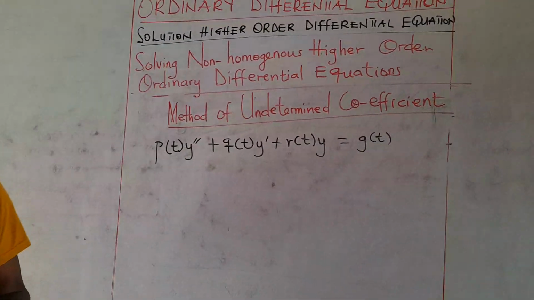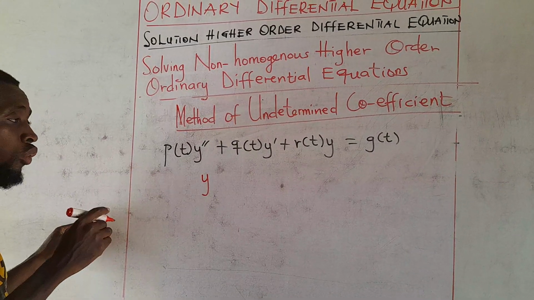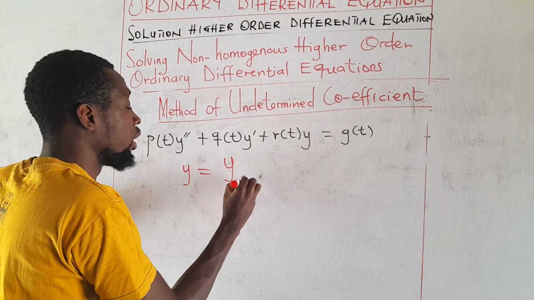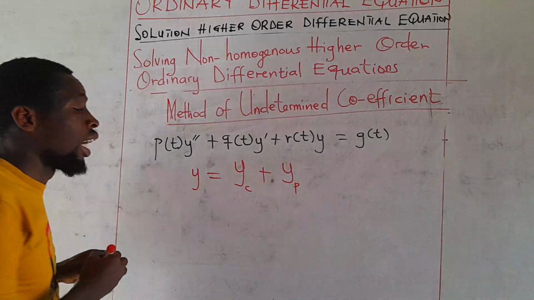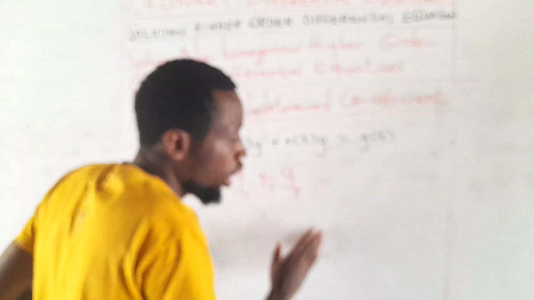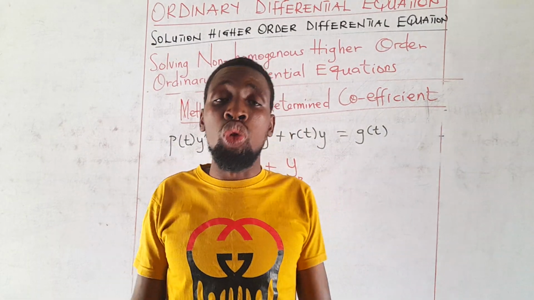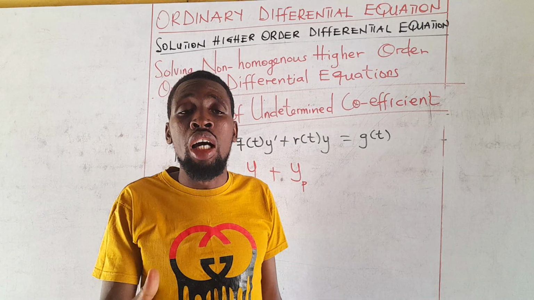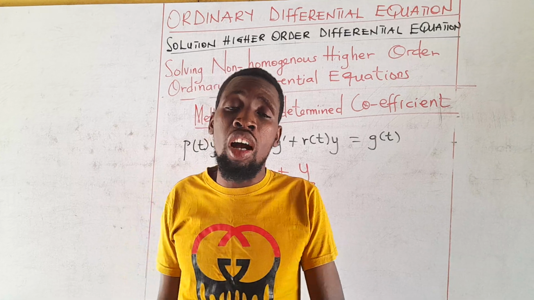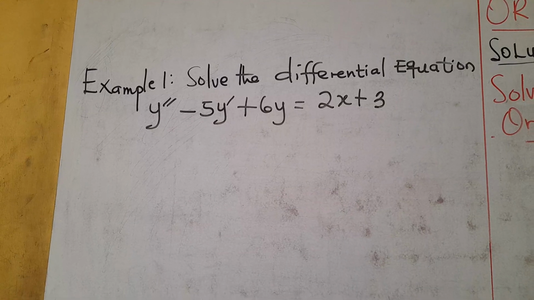The principle of superposition: we said that our solution to the non-homogeneous higher order ordinary differential equation using the method of undetermined coefficients will be equal to y of c plus y of p. Thus, y of c is the complementary solution to the homogeneous side, and y of p is the solution to the non-homogeneous side. After we do that, we combine the two using the principle of superposition. So now we take some sample questions and see how we solve non-homogeneous higher order ordinary differential equations using the method of undetermined coefficients. So let's solve our first problem.